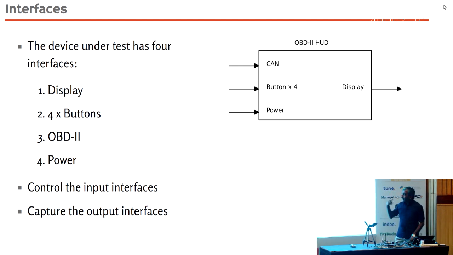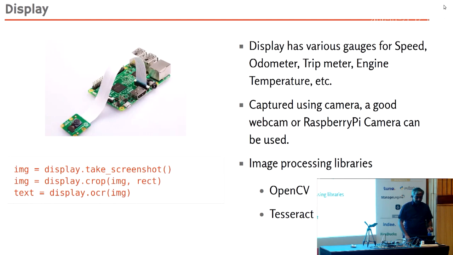Basically, we want to control these input interfaces through a hardware-software combination, and we want to be able to capture the output from the output interface and be able to make assertions on the output. So this is basically what we want to do. For each of these interfaces, let's see how this can be achieved. So let's start with the display.